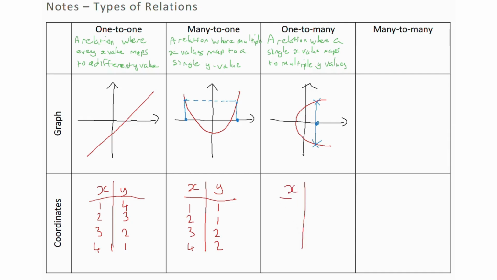As a table of values, that might be something like multiple x values go to different y values. So 1 can go both to 1 and to 2, 2 can go to both 3 and to 4. And then many-to-many is piecing that all together. So a relation where multiple x values map to multiple y values.